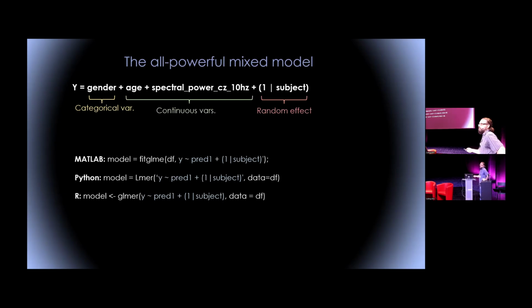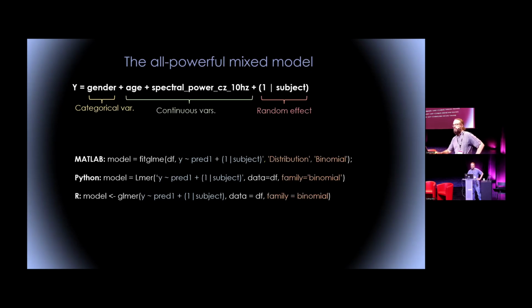And if you have a categorical variable as the output, like for example the group of subject, then you just add this distribution binomial, and you can model any categorical variable. It's that simple. And it's very important to use these models because, especially in neuroimaging, gender and age have a very strong effect on your data, so it's important to include them in your model.